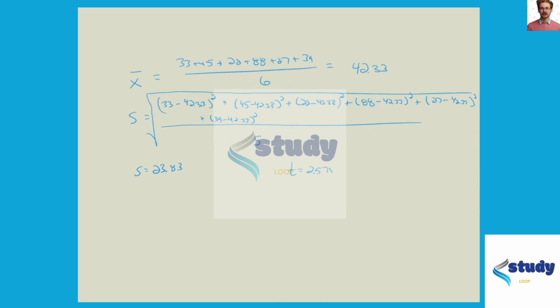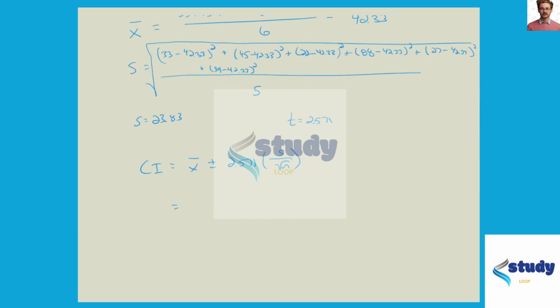And so finally we can calculate the confidence interval using the formula: CI for confidence interval equals the sample mean plus or minus the t-value times the standard deviation over the square root of the sample size. So we take our sample mean, 42.33, and I'm just going to round to 2 places.